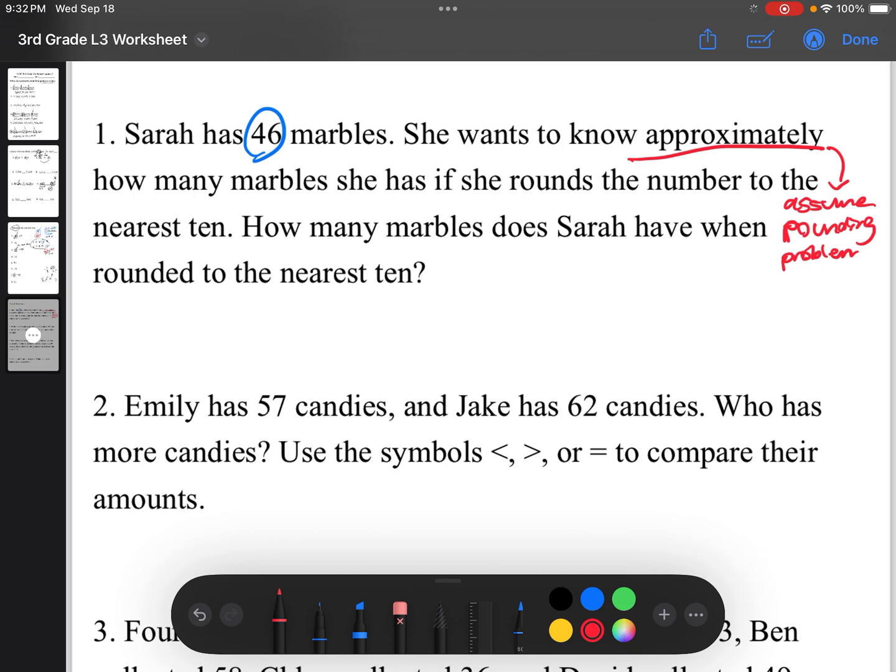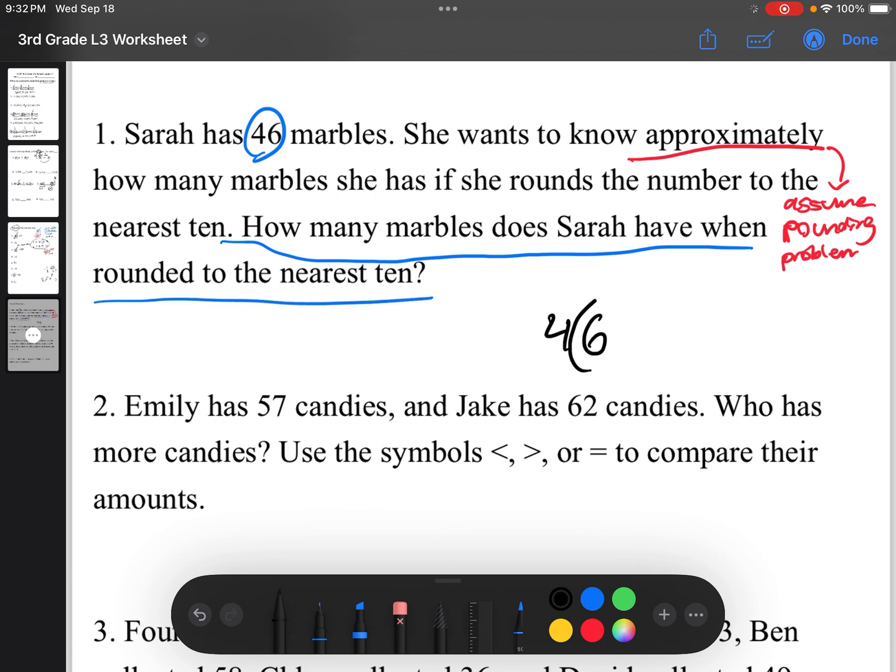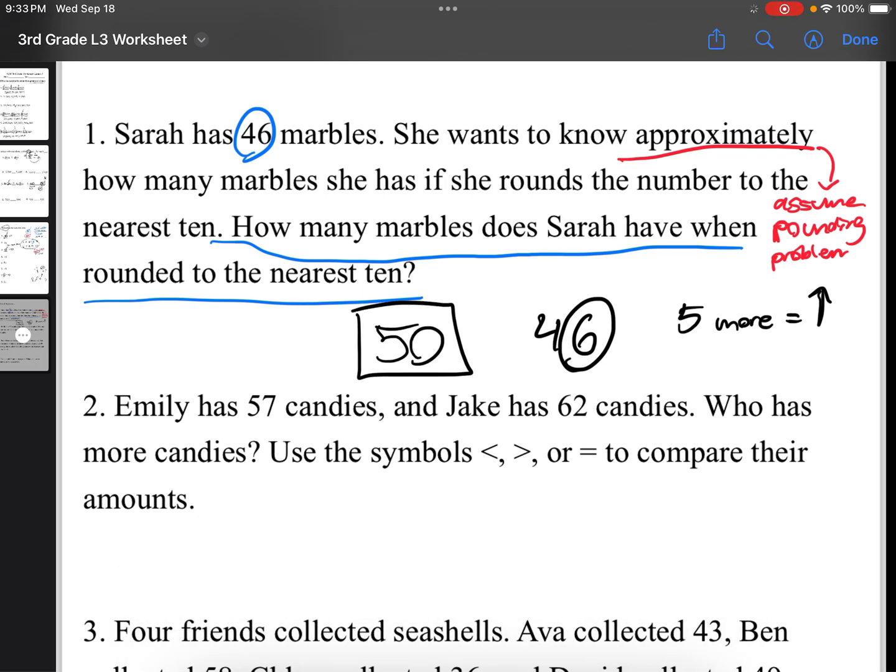So let's take a look at this. She has 46 marbles, and she wants to know how many marbles Sarah has when rounded to the nearest 10. So this is super easy. The number's 46, with a 6, as we've done multiple times. If it's 5 or more, we round up, which means this becomes 50. So the answer is 50. Super simple rounding question. Let's try number 2.